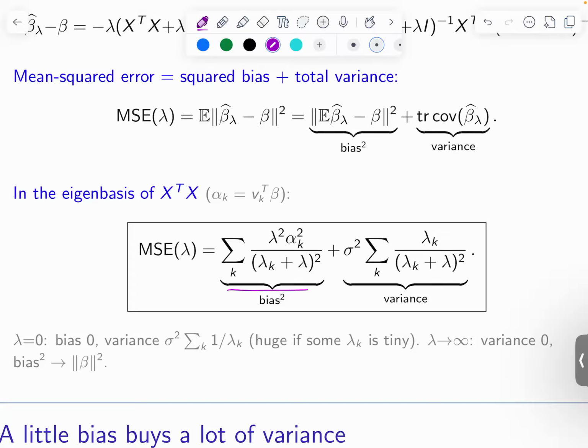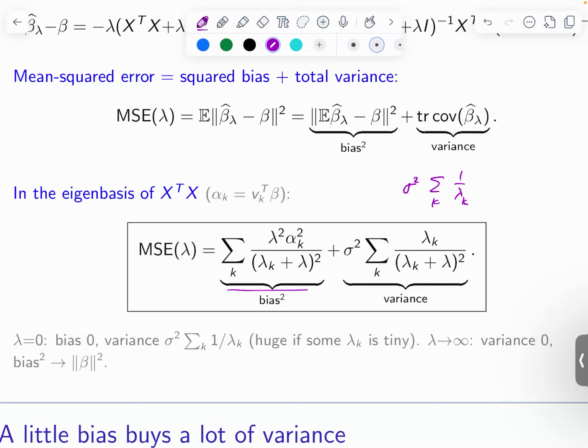At lambda equals 0, the bias is 0 because this is 0. And so you get back this term. This is also going to be actually 0. So you get 1 over lambda k squared. And you can see it's going to be problematic. So you get sigma over k, 1 over lambda k. And this could blow up because lambda k's could be small.